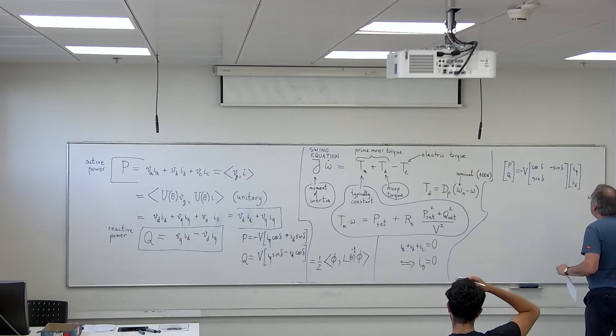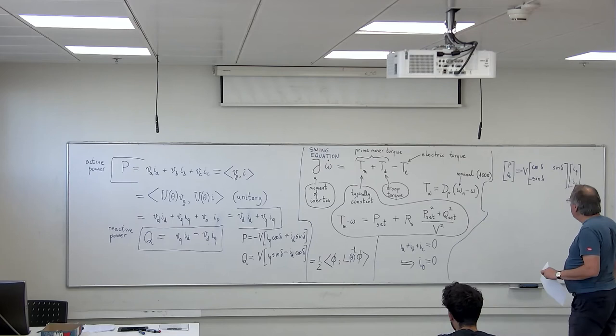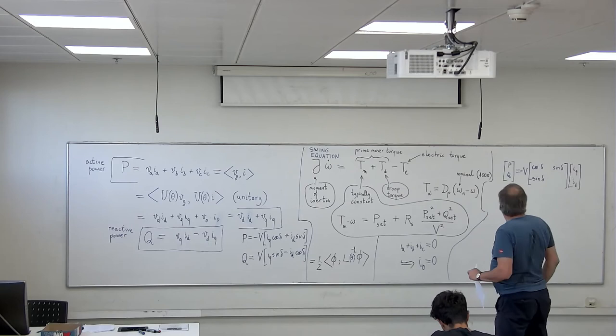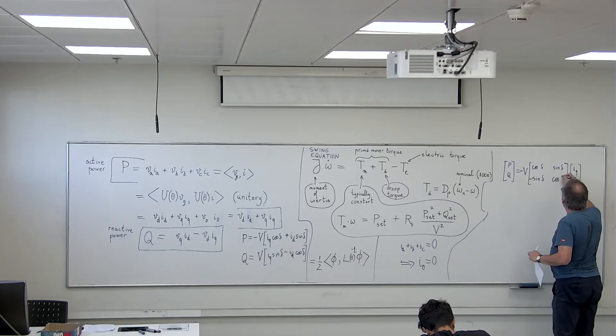Yes. Okay. And then here is a minus. Yeah. Okay, good. Minus. Yes. Okay. And then finally, the ID is multiplied with minus cosine delta, but with a minus it becomes cosine delta. Yes. Okay, thank you. This is now correct.